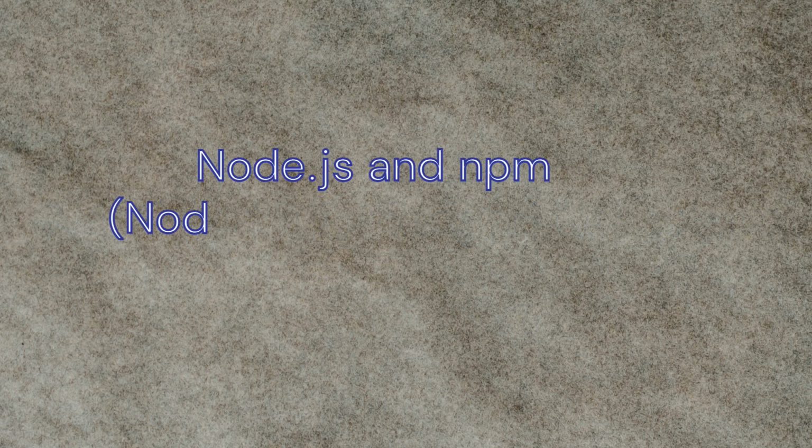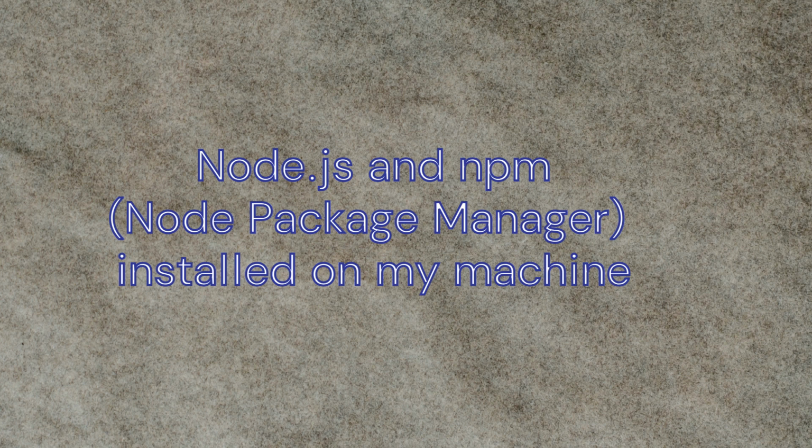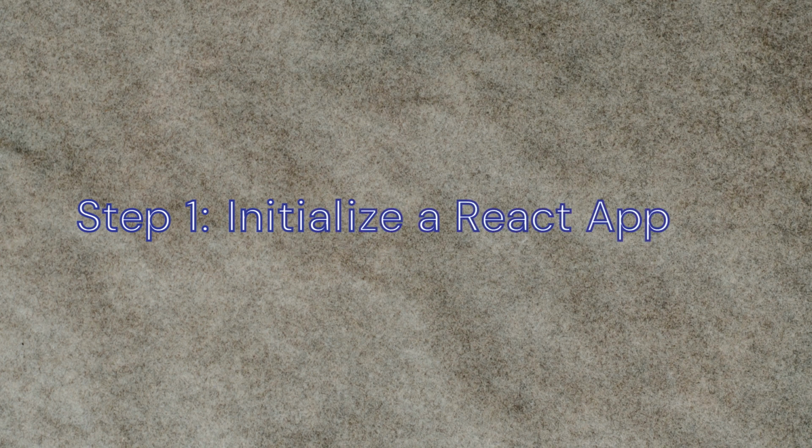Creating a full-fledged React app from scratch is a comprehensive task that involves multiple folders and files. However, I can give you a simplified example of a React app structure and explain each part step by step. In this example, I have Node.js and npm (Node Package Manager) installed on my machine. Let's create a basic React app with a single component.